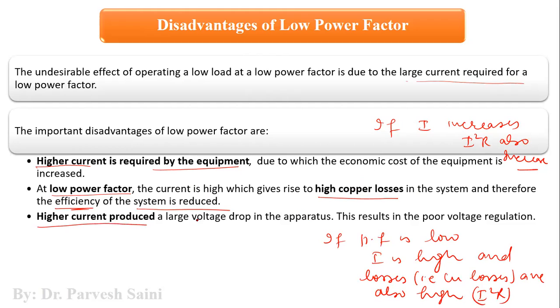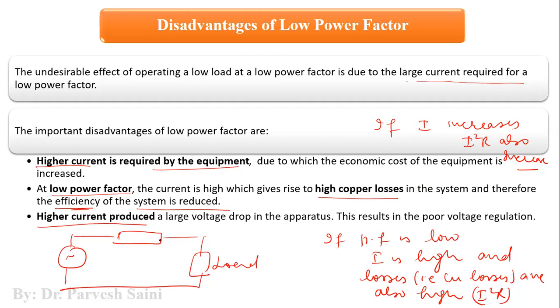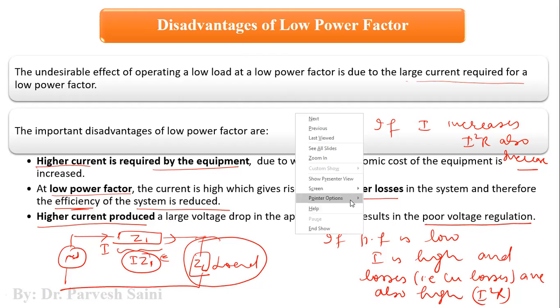And then we have high current producing a large voltage drop in the apparatus. Because if you have an electrical system with an impedance somewhere in the path, and then you have a load here, let us say this is Z1, and this is ZL. ZL is the impedance of the load, and Z1 is the impedance of the path circuit. Now, if the current I increases, this will have a voltage drop, which is I Z1. So this voltage drop will also increase. When the voltage drop increases, it will give us poor voltage regulation at the load end. So the load will not be able to work efficiently or effectively in this case.